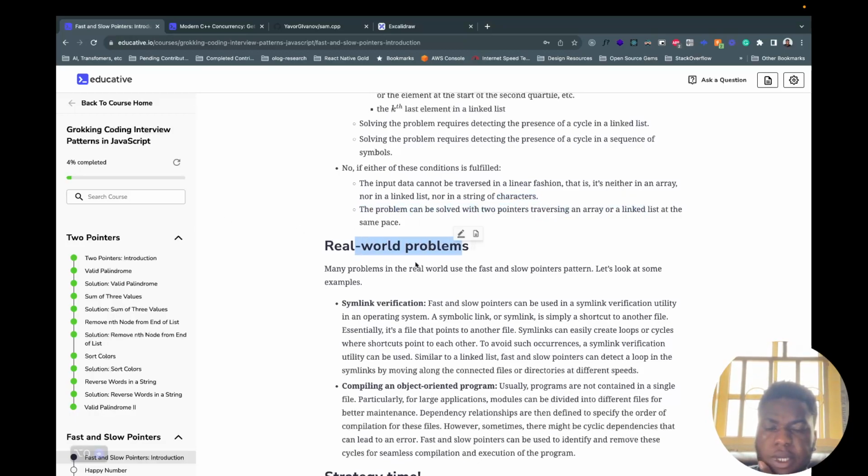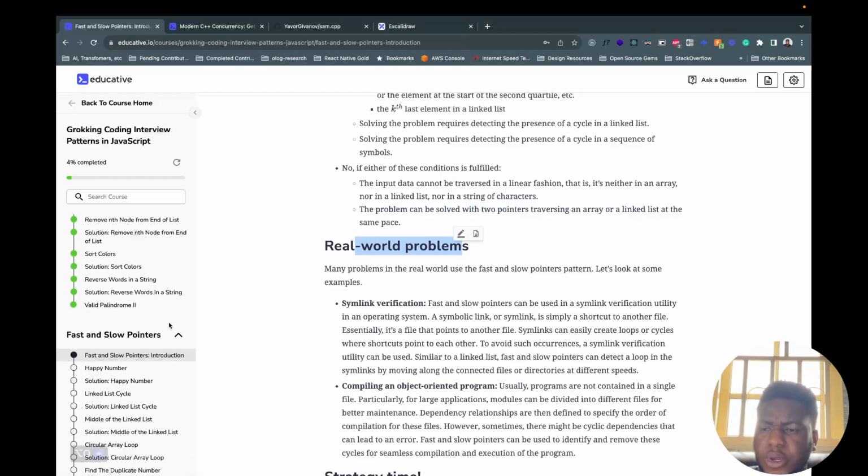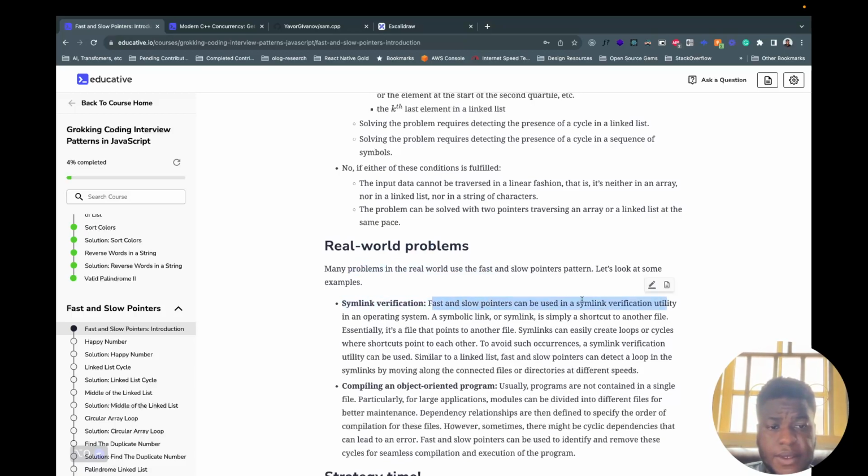So real world problems, that's always nice to know. Curious what real world problems are in the two-pointer section. Many problems in the real world use fast and slow pointers. Let's look at some examples. Symlink verification. Fast and slow pointers can be used in the symlink verification utility in an operating system. A symbolic link is a shortcut to another file. Essentially, it's a file that points to another file.